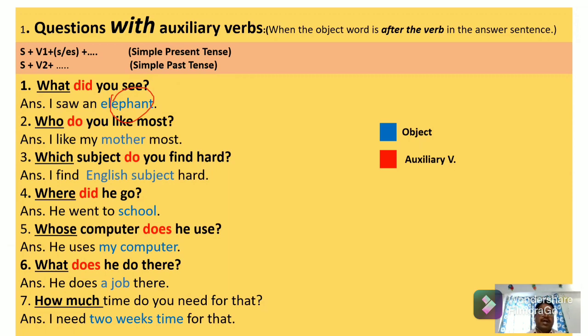Like here, I saw an elephant. So in this sentence, what is the object? What is functioning here as an object, not as a subject, because we find the object of the question word what. What did you see? Elephant. I saw an elephant. So elephant is the object of the question word what. So here what is functioning as an object and not as a subject.